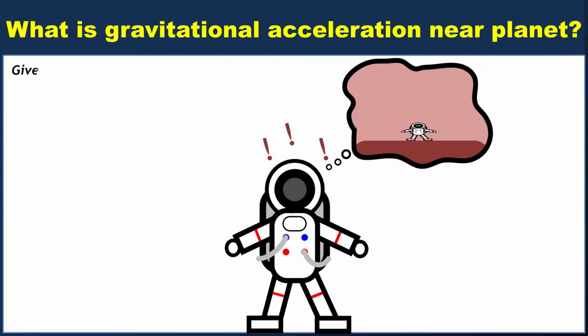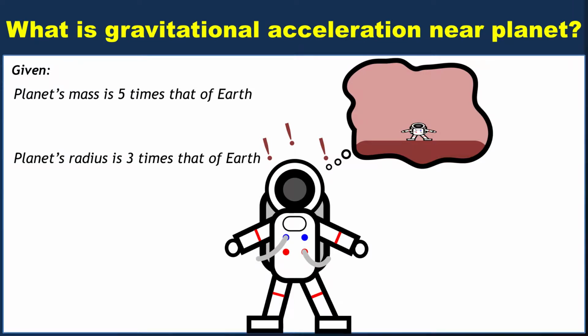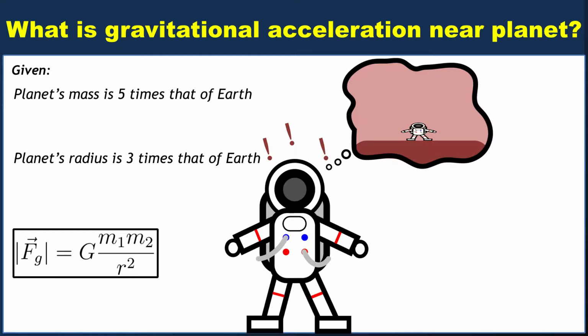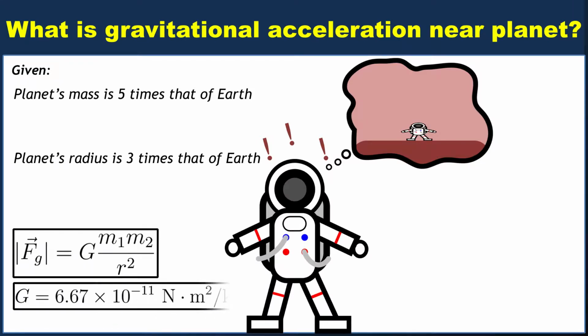So imagine that we're told that the planet's mass is 5 times that of Earth, and the planet's radius is 3 times that of Earth, so it is both larger and more massive. We know the law of universal gravitation, namely that the force of gravity, at least its magnitude, is G m1 m2 divided by r squared, where G is just a constant.